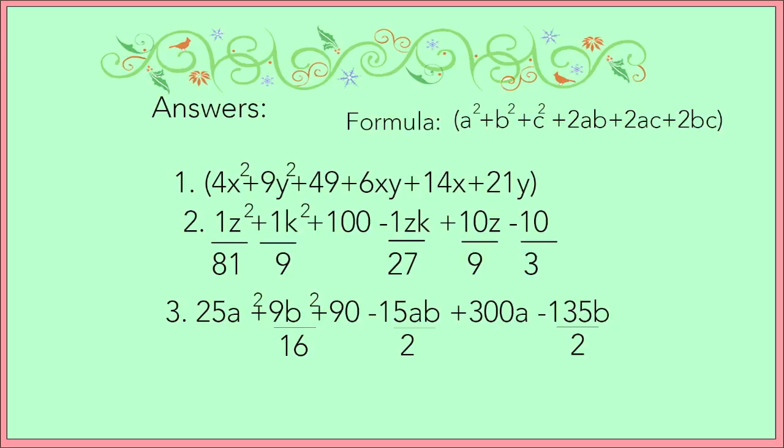Combine all of those terms and arrange them, it will be equal to 1 over 81z squared plus 1 over 9k squared plus 100 plus negative 2 over 27zk plus 20 over 9z minus 20 over 3k. And that's how you get number 2.